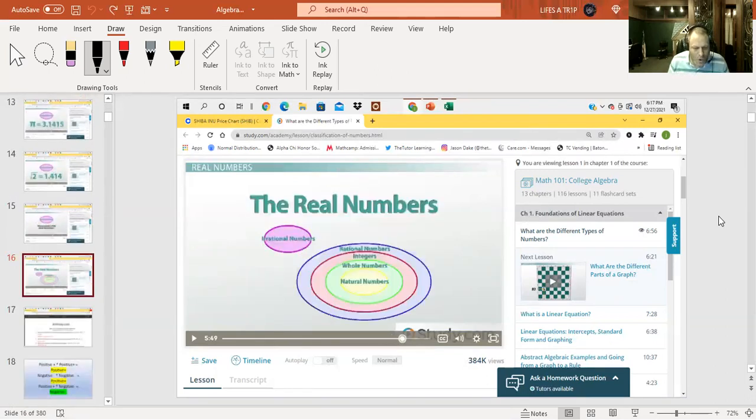All right, all of these together are known as the real numbers. You can put that at the head of your page: the real numbers. They include natural numbers, whole numbers, integers, rational numbers, and irrational numbers.